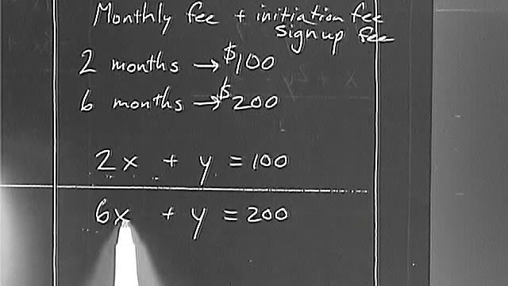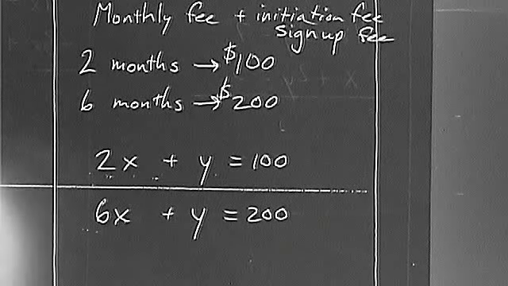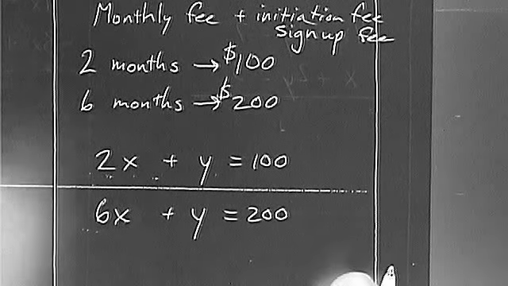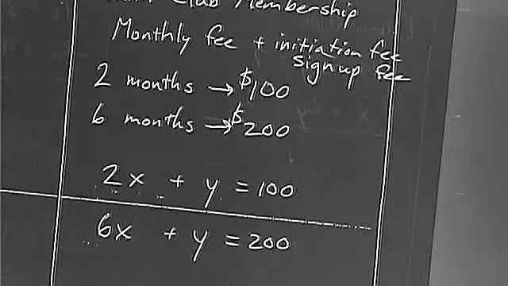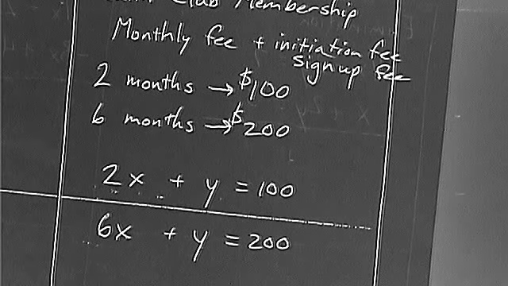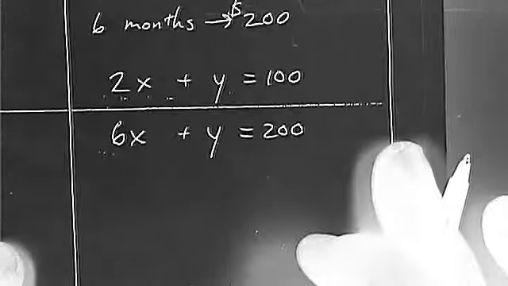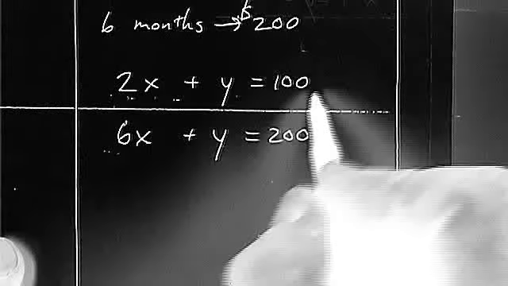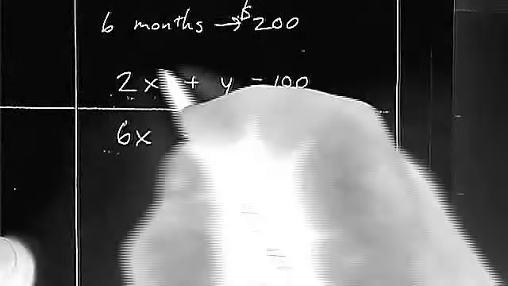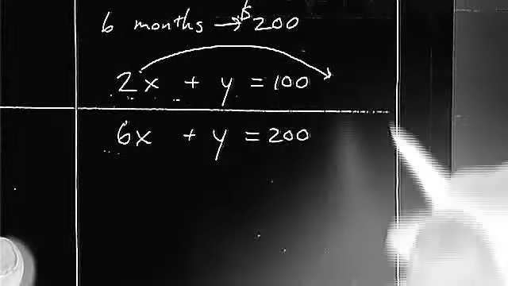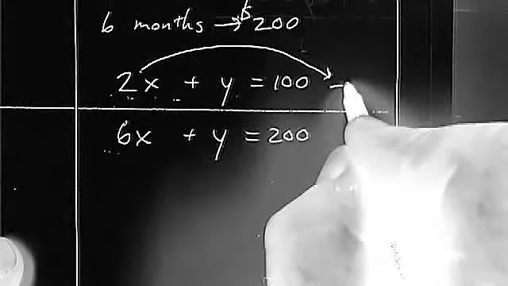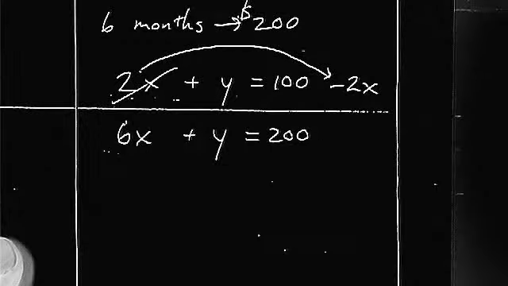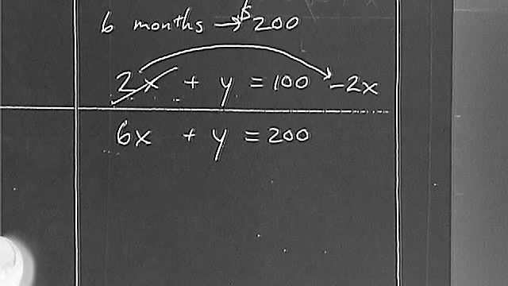6 monthly fees plus 1 initiation cost. Alright? That's what we're looking at here. Now remember that one of the equations has to be solved for a single variable. So what I'm going to do is take this first equation and solve it for y by swinging this to the other side by subtraction. Okay? So subtract it over to the other side and get rid of it on that side.